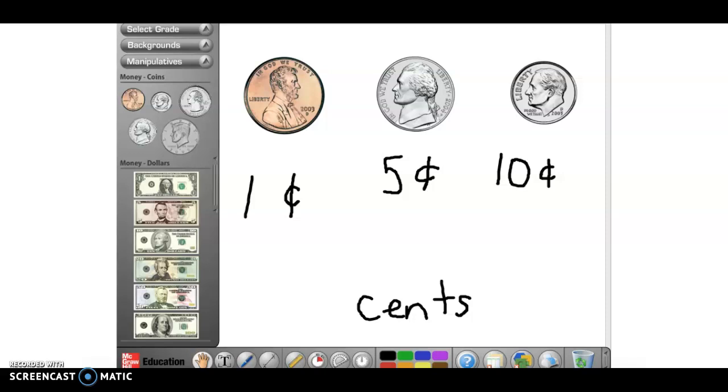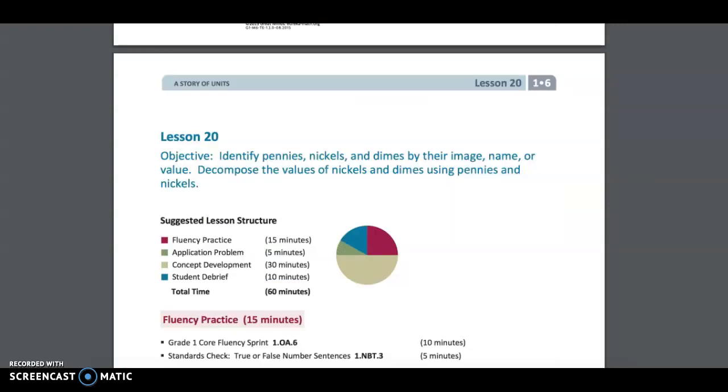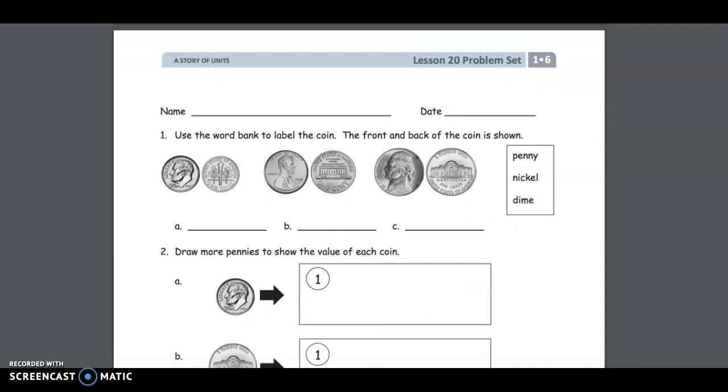Specifically, the three coins that we are going to be dealing with for the time being are the penny, the nickel, and the dime. Now I just want to show you their worth and give you a little bit of information, because the objective is to identify pennies, nickels, and dimes by their image, name, or value, and then show how we can use any of the three to make the value of others. Again, I'll show you how we're going to do that.